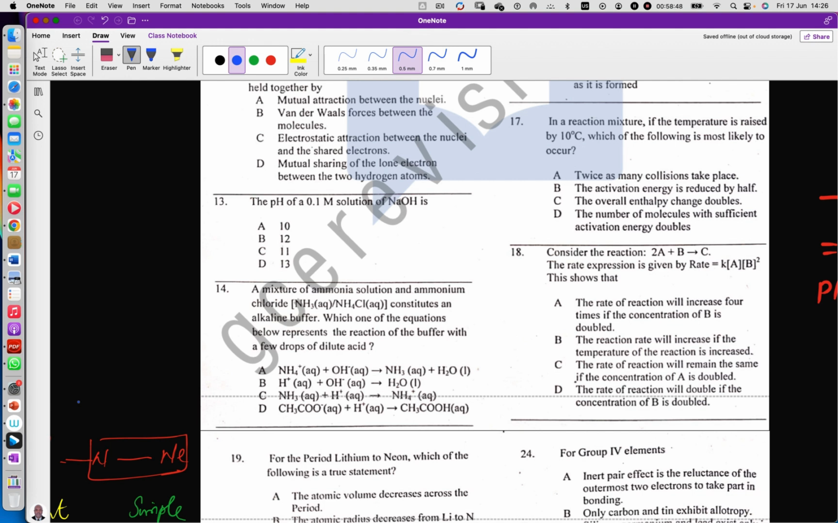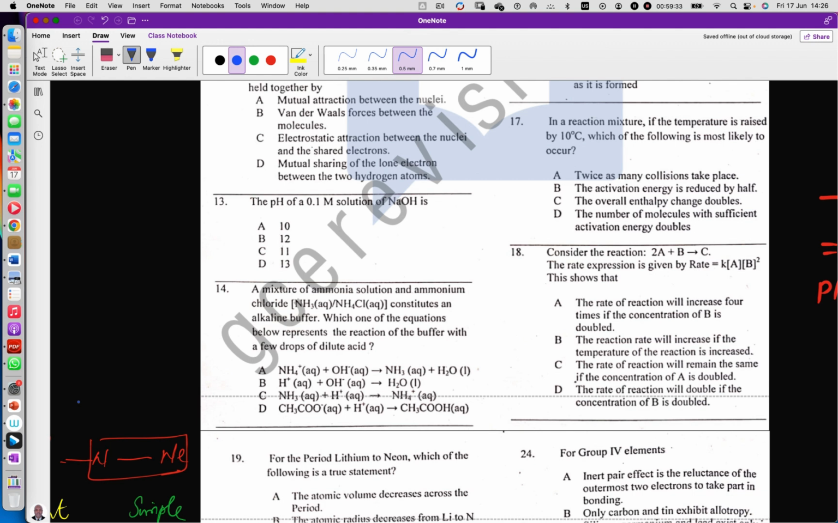How does it occur? Remember that increasing the temperature by 10 degrees Celsius will lead to, 1. Increase in the average kinetic energy of reacting particles. 2. Increase in the number of reacting particles or reacting molecules, the number of reacting molecules that have acquired energy equal to or greater than the activation energy. Since the temperature has increased, the energy in the system has also increased.